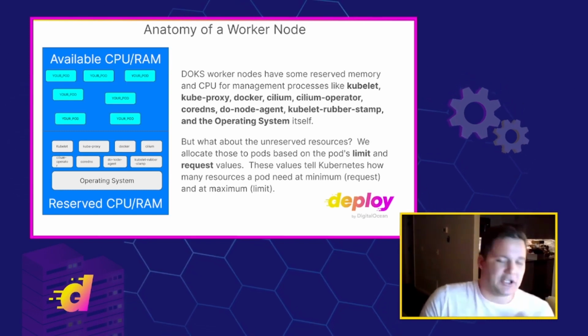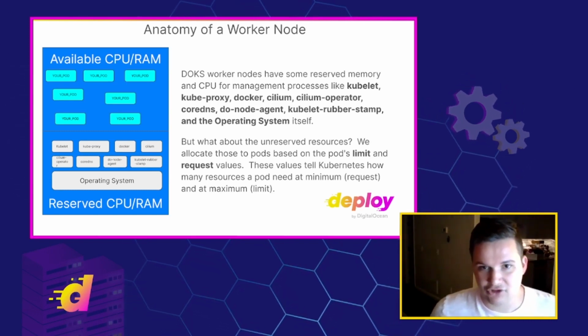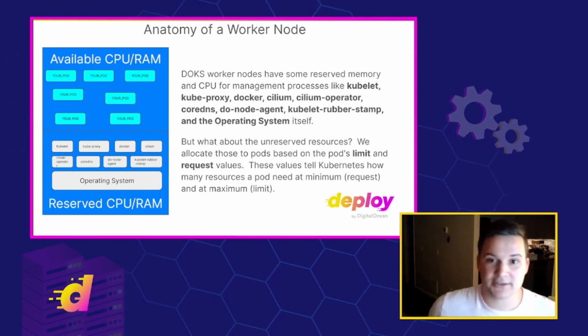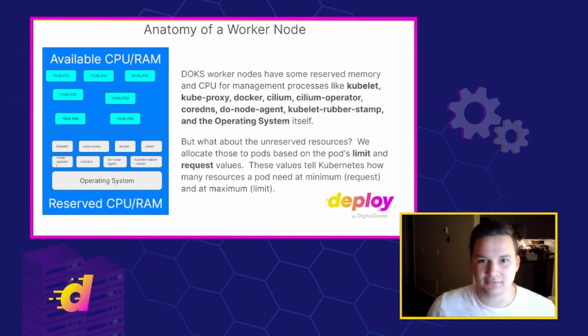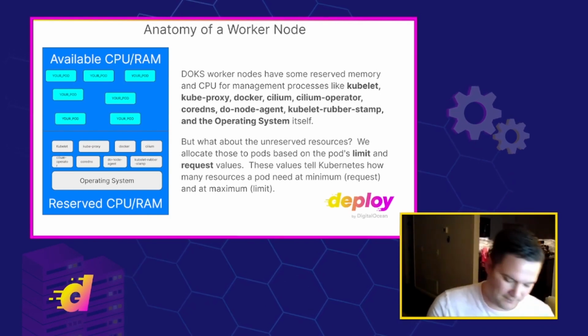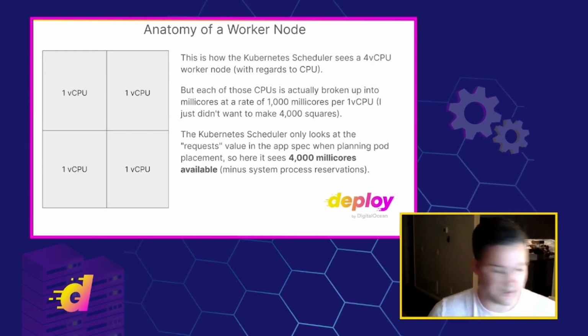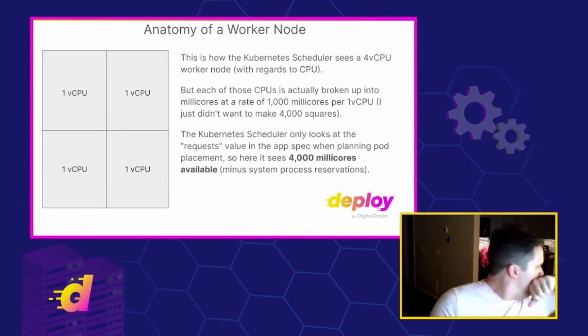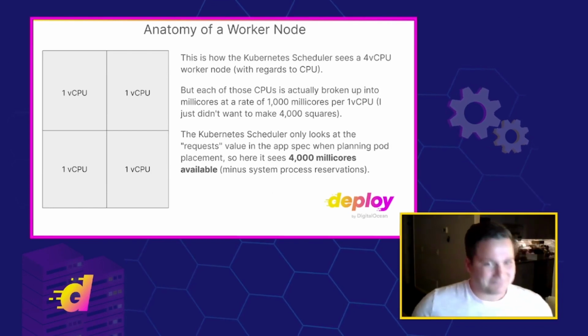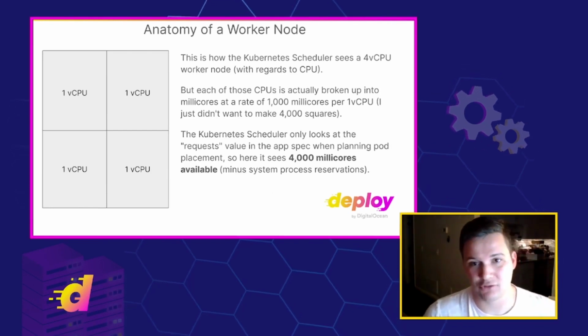Obviously, we know what memory looks like in terms of available resources. Do we have 3 gigs, 4 gigs, 4.5? How many gigs of RAM, right? That's how we measure memory. However, CPU is measured a little differently in Kubernetes.